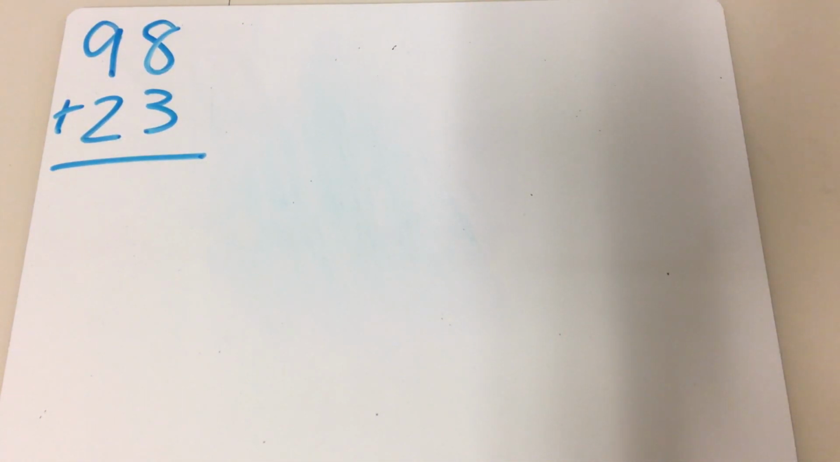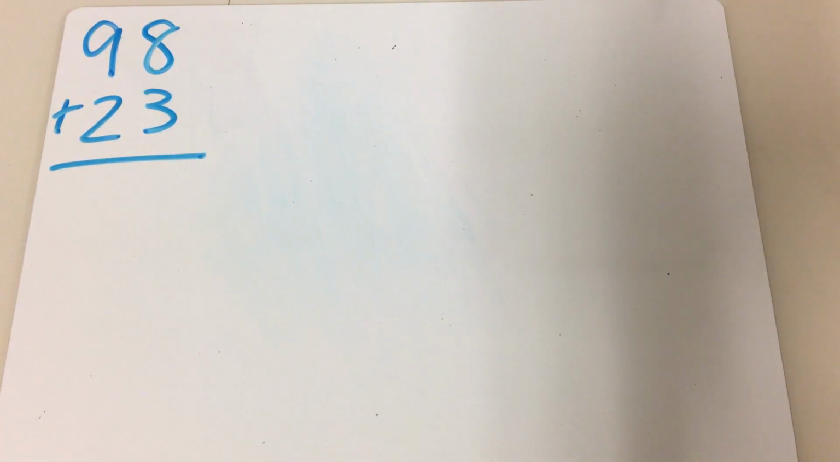Hi boys and girls, today we are going to be talking about adding double-digit numbers, and in these numbers we are going to be regrouping. So I wanted to show you this problem. We're going to be working with 98 plus 23 equals, we don't know what it equals.